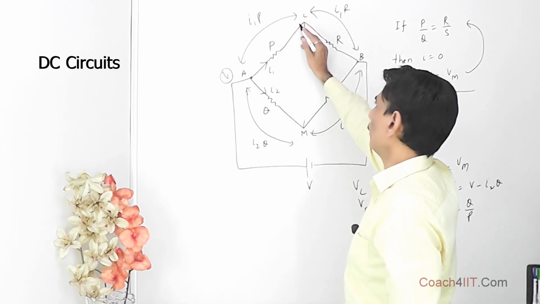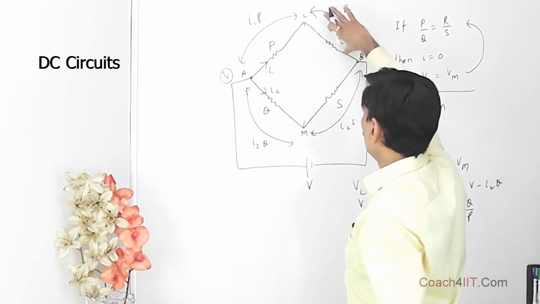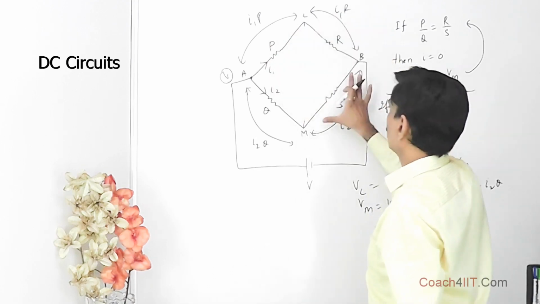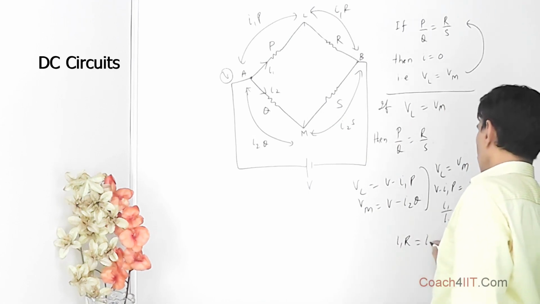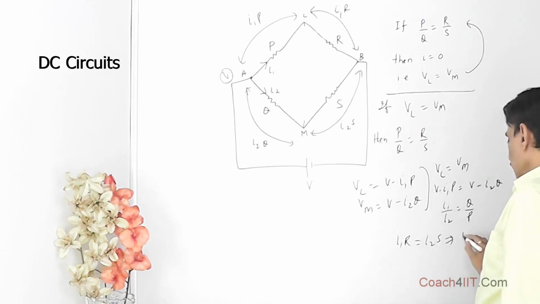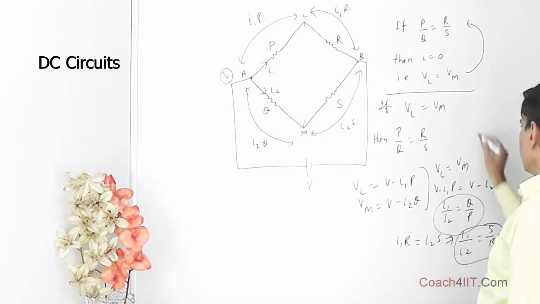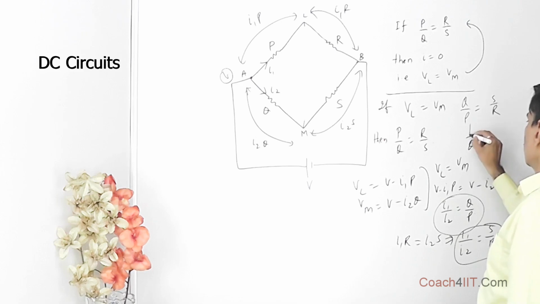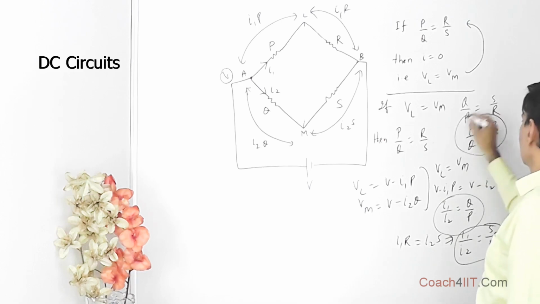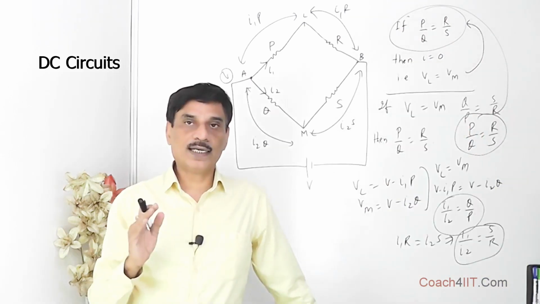So I1 into P is the drop across this, I1 into R is the drop across this. So this drop is equal to this drop, and this drop should be equal to this drop. That is, I1 into R should be equal to I2 into S. So over here, this means I1 by I2 is equal to S by R. I1 by I2 is Q by P. So this means Q by P is equal to S by R, or we can rearrange it. We can either say this or we can reverse it. So this means P by Q is equal to R by S. We have proved it.